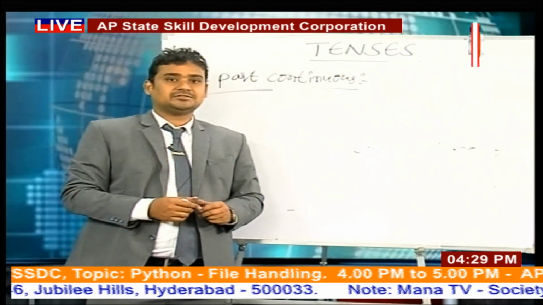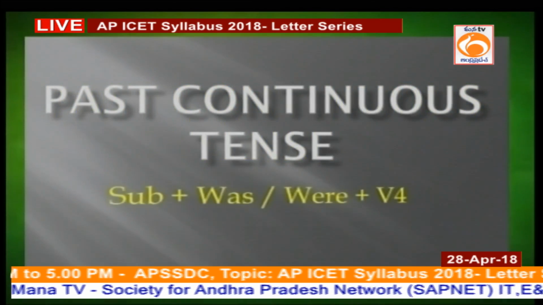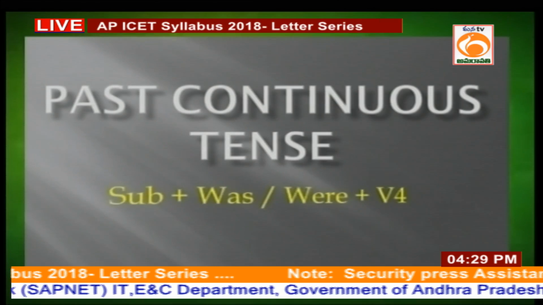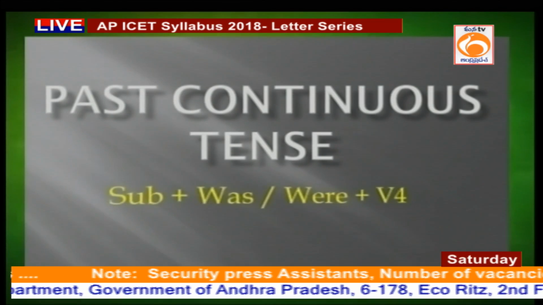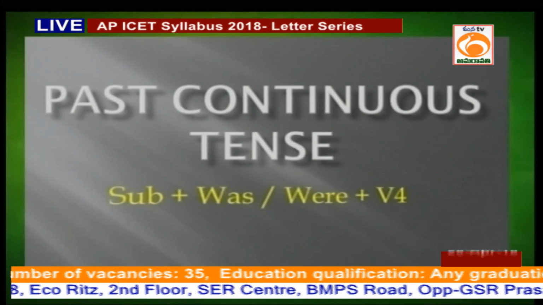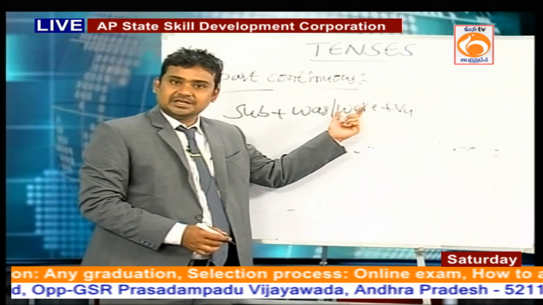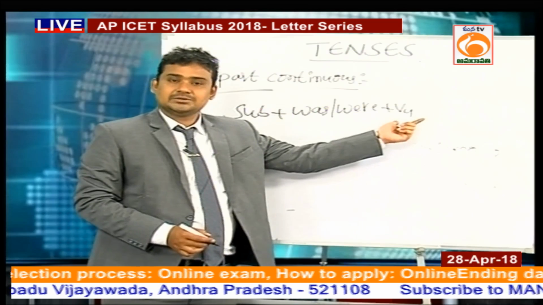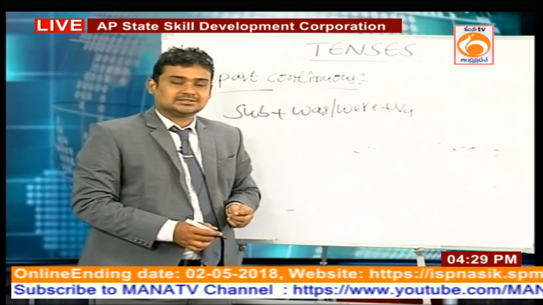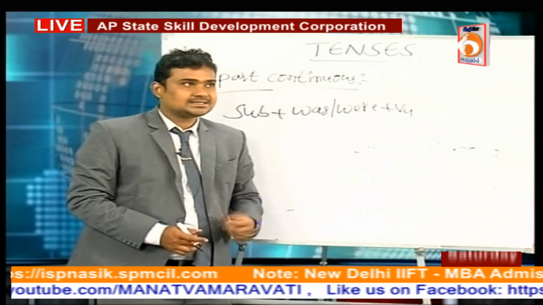The structure form of past continuous tense, you can observe carefully. Past continuous tense structure form: subject plus was or were plus V4. Here was and were are primary helping verbs. V4 is the progressive or continuous verb form. This structure form is called past continuous tense. What is the structure form of past continuous tense? Subject, was or were, plus V4.